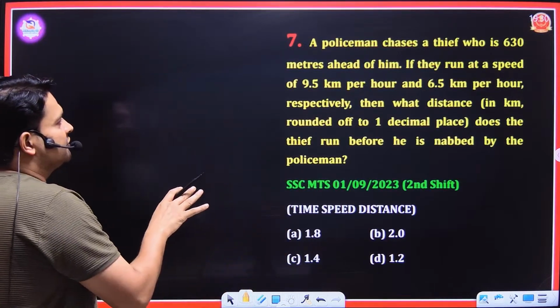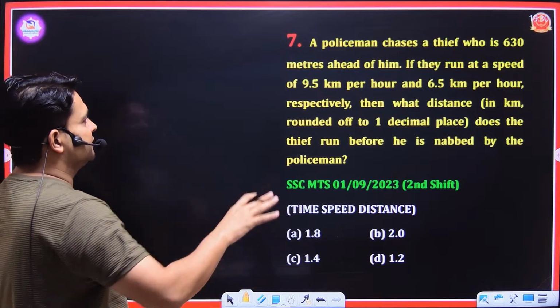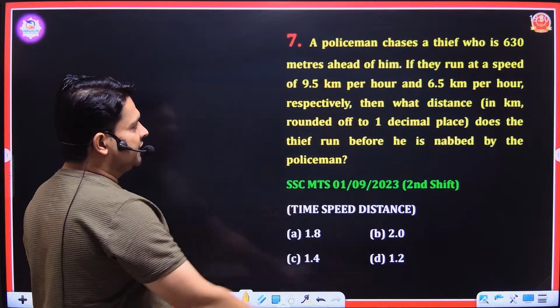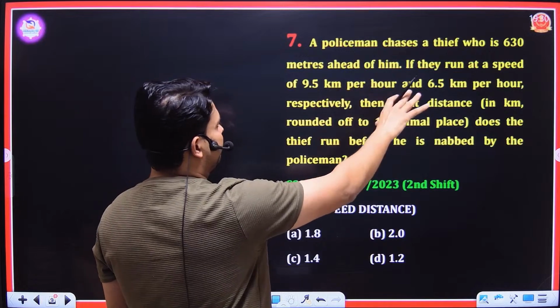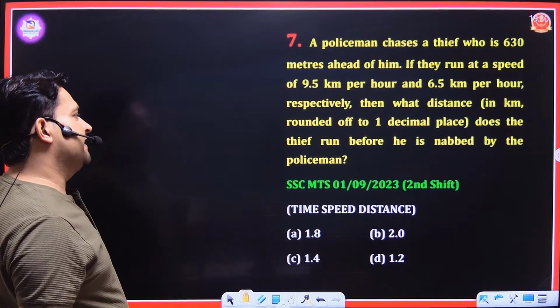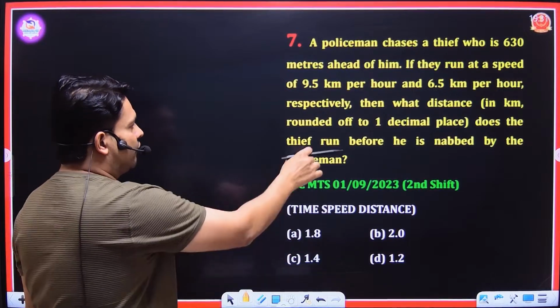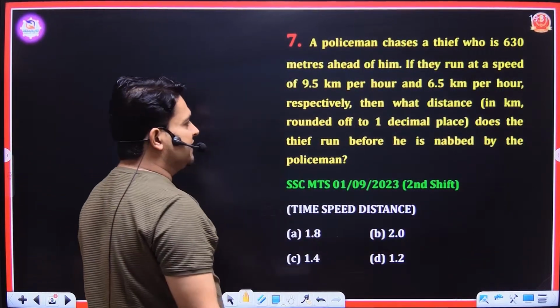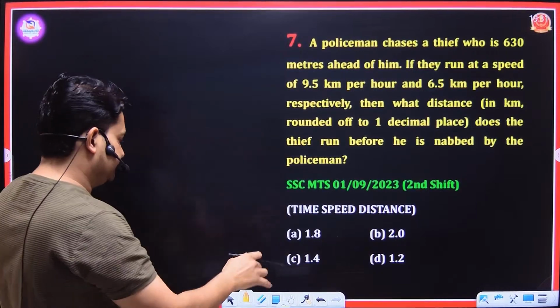See, a policeman chases a thief who is 630 meter ahead of him. If they run at a speed of 9.5 km per hour and 6.5 km per hour respectively, then what distance in kilometer, round off to 1 decimal place, does the thief run before he is nabbed by the policeman?